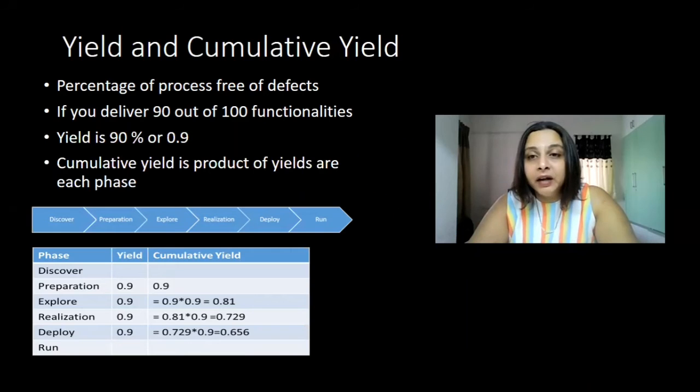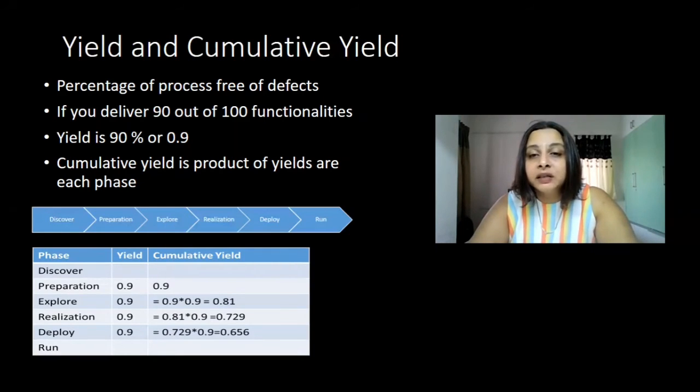At the end of the preparation phase, if you have delivered only 90% of your deliverables, then your yield is 0.9 or 90%. At the end of the explore phase, again you deliver 90% of the deliverables to your customer, your yield becomes 0.81. At the end of the realization phase, if you deliver again 90%, then your yield becomes somewhere around 73%. And at the end of the deploy phase, while deploying to the production system, you deploy only 90% of what you're supposed to deploy, then your yield is somewhere around 65%.